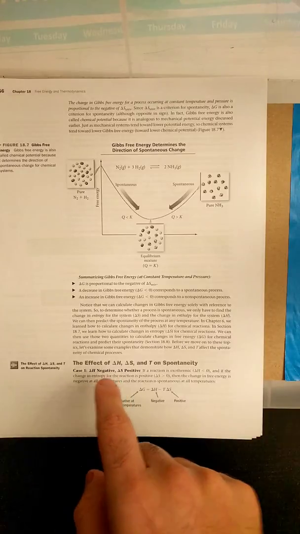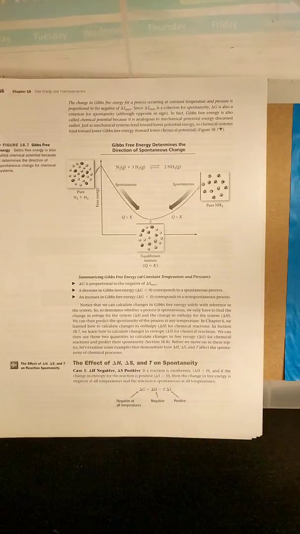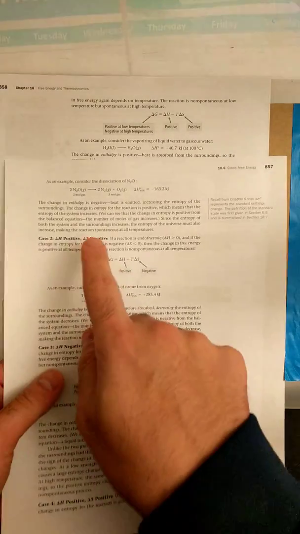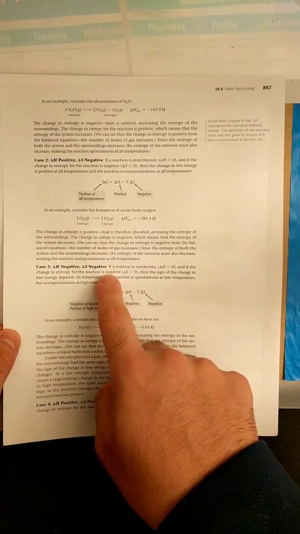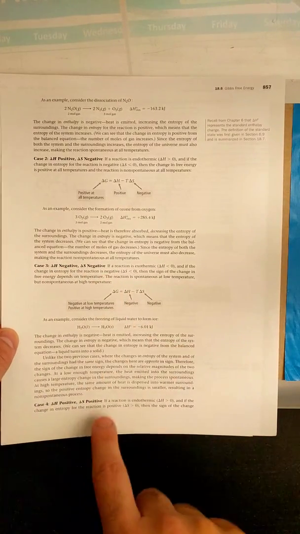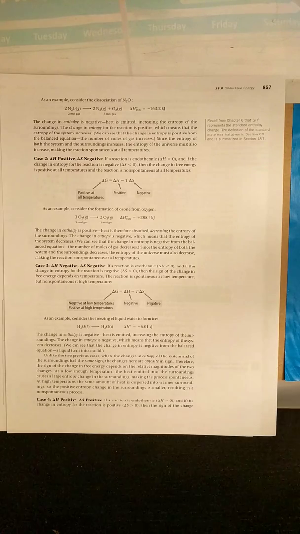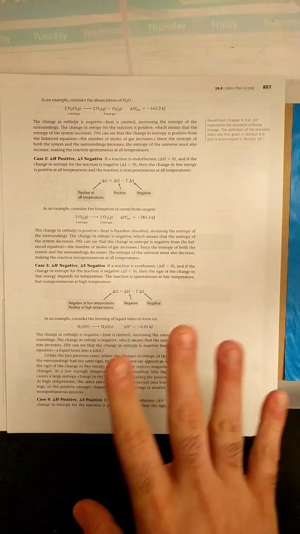What happens to delta H and delta S being positive, and what happens to spontaneity? What happens when delta H is positive and delta S is negative? What happens when delta H is negative and delta S is negative? What happens when delta H is negative and delta S is positive? I put 3 questions in the Google form to make sure you understand how to read and interpret that.